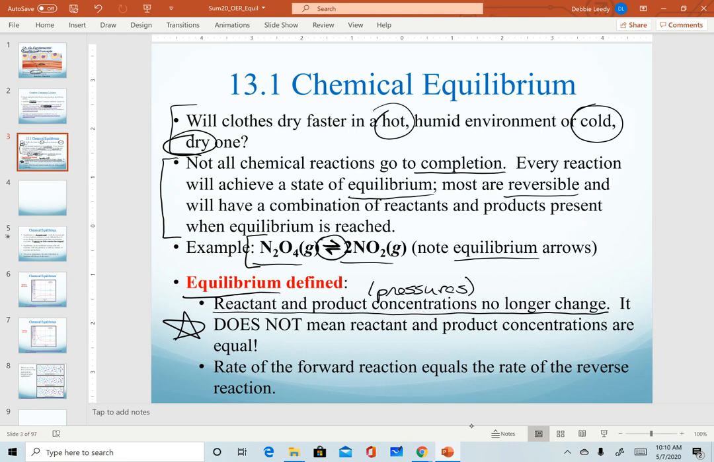The second definition of equilibrium refers back to rates from our kinetics chapter. This definition states that equilibrium is reached when the rate of the forward reaction equals the rate of the reverse reaction. We'll only use this definition as a way to derive the equations that we use for equilibrium.